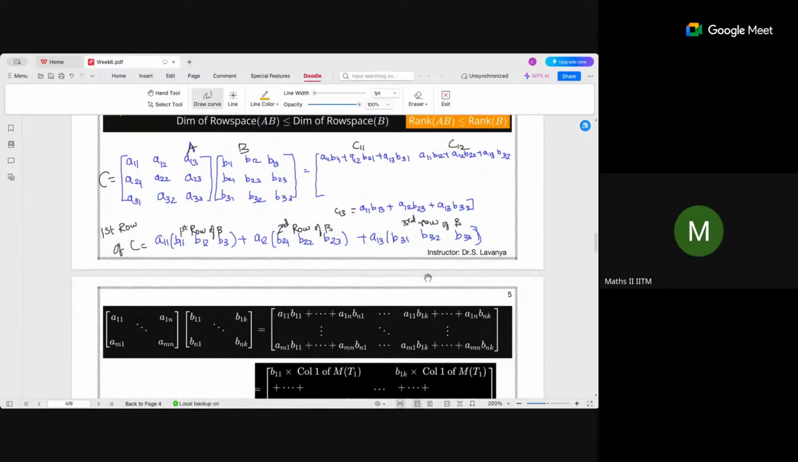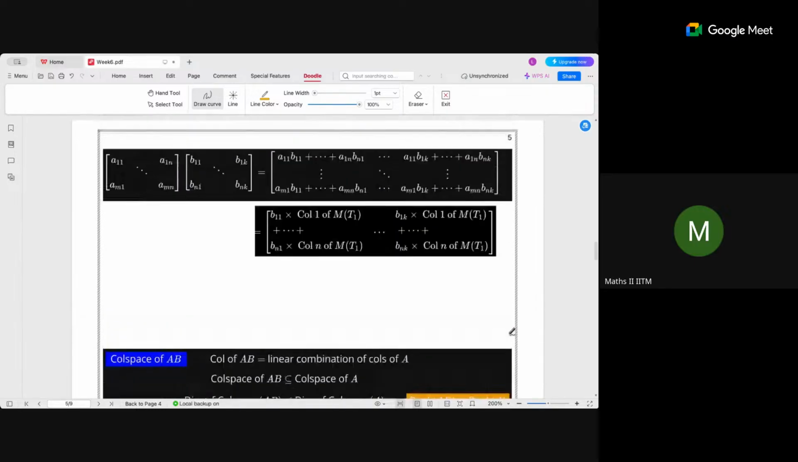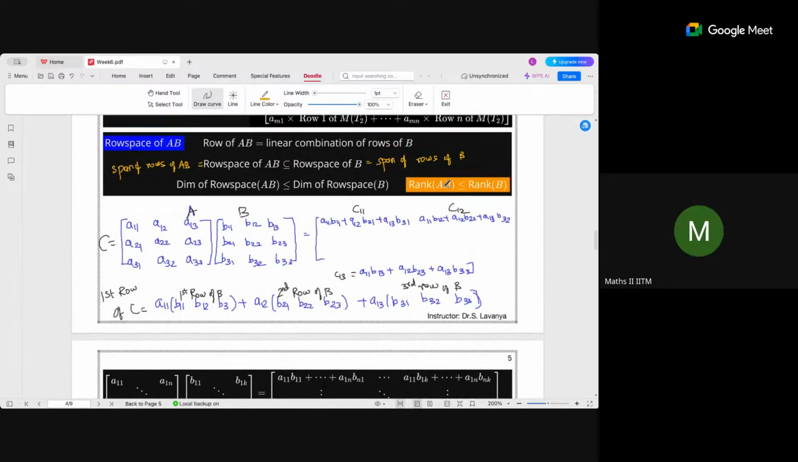Okay, fine. So, there is another thing we can observe. What is the other thing we can observe? This is the first row we saw, right? Someone was saying something. Ma'am, rank of AB is not less than rank of A. Why is it not? Yes, rank of AB is less than or equal to rank of A. Okay, see, I move to the next slide. Rank of AB is less than or equal to rank of B. This is the first thing we have seen.